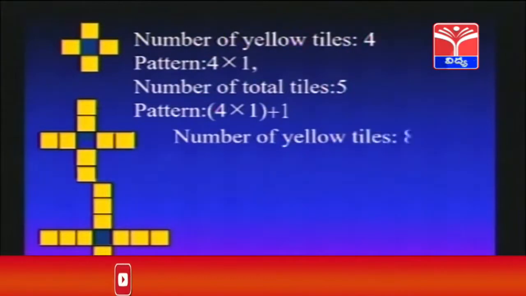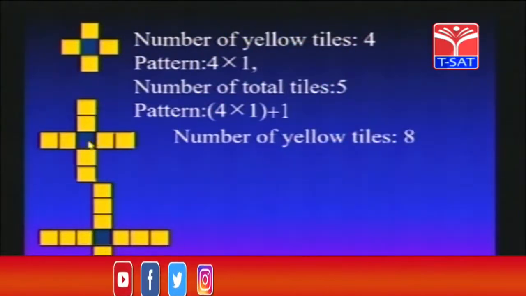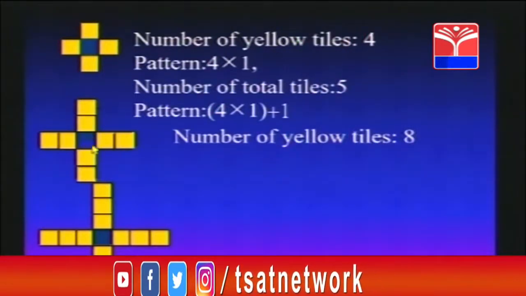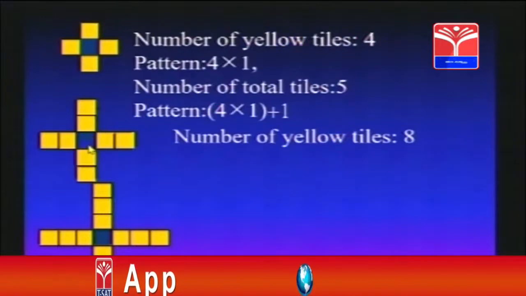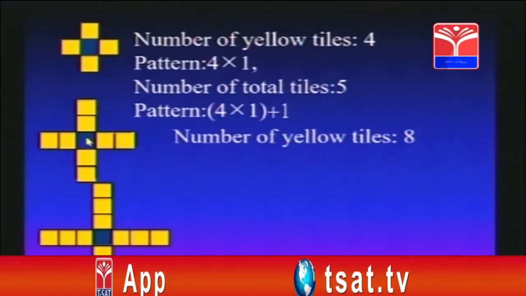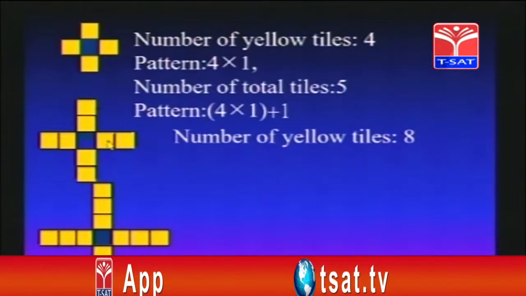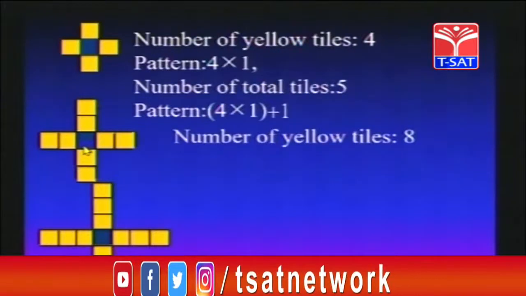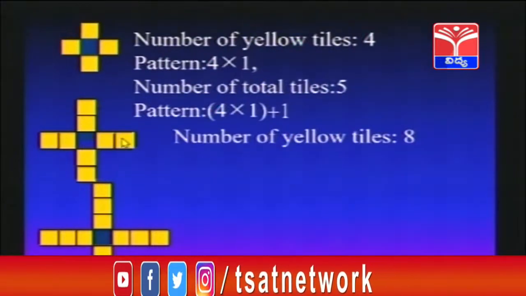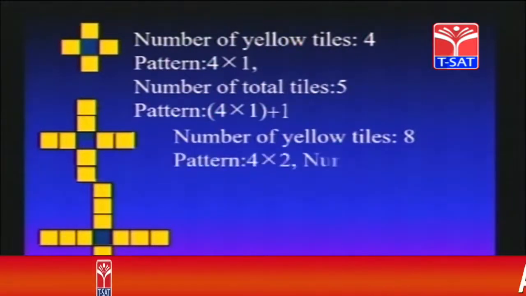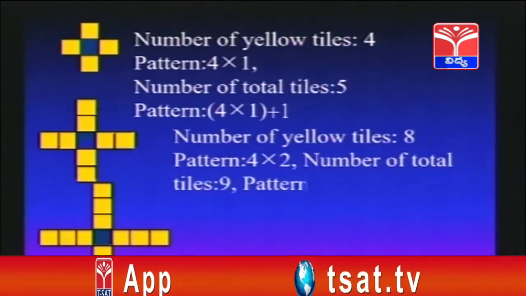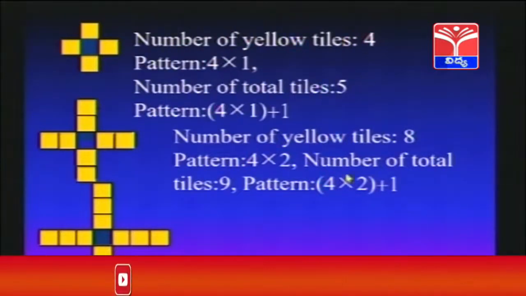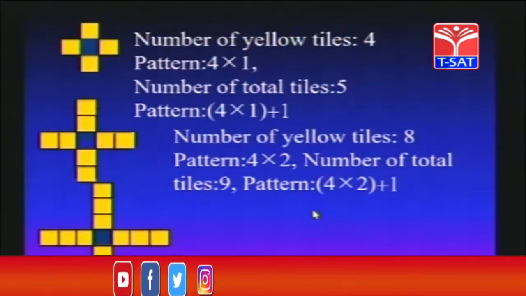Similarly, the number of yellow tiles here is 8. So 2 on each side of this middle tile, 2, 2, 2 and 2. So 4 2s are 8, and one tile in the middle, that is 4 into 2, 8 plus 1, so the total number of tiles is 9. So now the number of yellow tiles is 8, the pattern can be written as 4 into 2, the total number of tiles is 9, and the pattern can be written as 4 into 2 plus 1.